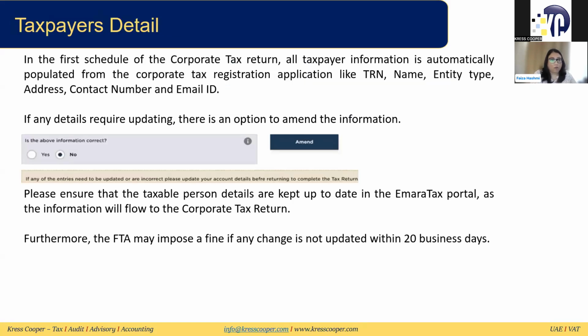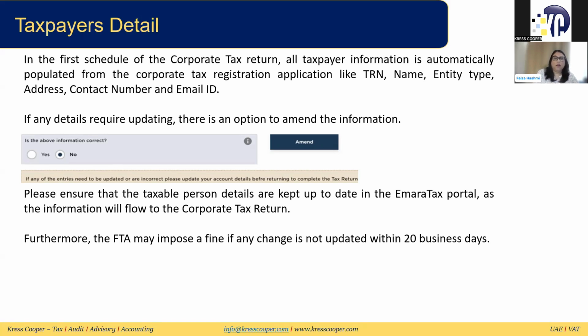The first one that we will discuss is the taxpayer detail. Like we discussed, some of this portion is auto-populated. In the first schedule, whatever information you have filled in the corporate tax registration, which we just discussed we need to complete before we can file the return, will be picked up. The name, the entity type, address, any contact number, mobile number, landline number, the email ID, will all be auto-populated.